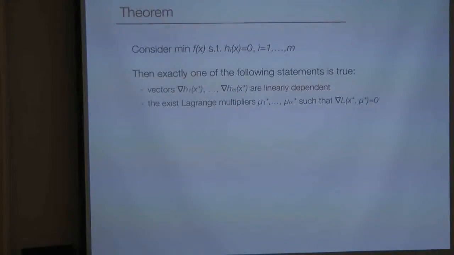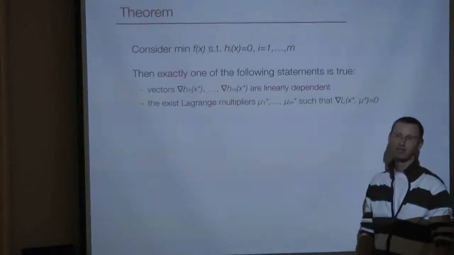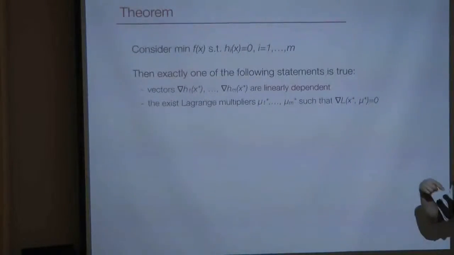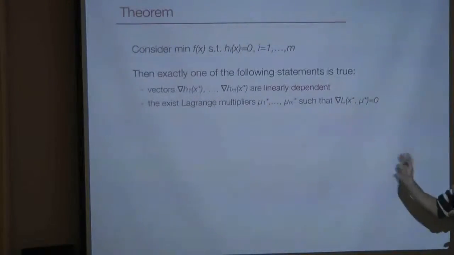And here we have the master theorem, the master theoretical result of the Lagrange method. It says that if we consider a problem of minimizing an objective function subject to a bunch of equality constraints, then exactly one of these statements is true. They cannot be true simultaneously. Either the gradients of the constraints at the optimal point are linearly dependent, meaning we cannot apply the method, or they are independent and we can apply the method. Basically, that's what it says.